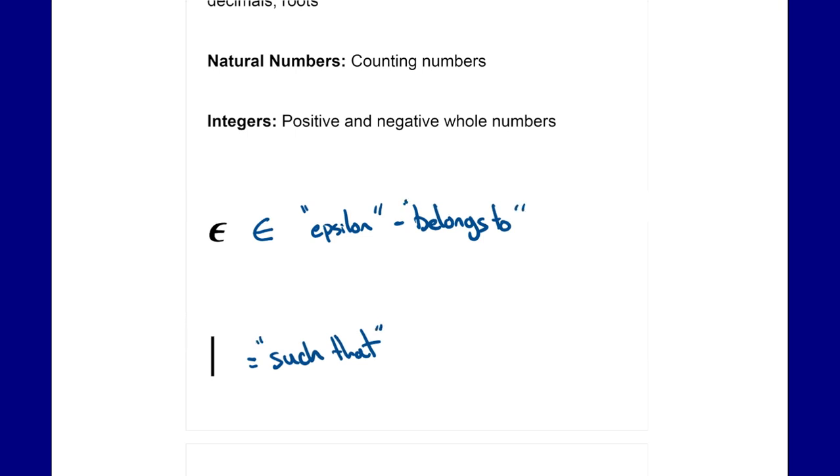Right, so the Greek letter epsilon means belongs to, and this vertical line means such that. So basically, it's going to be giving restrictions to what our values could possibly be.